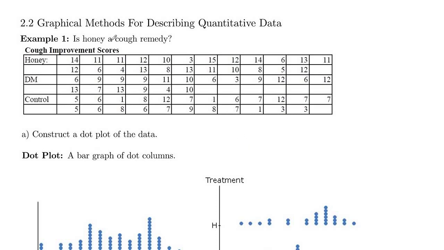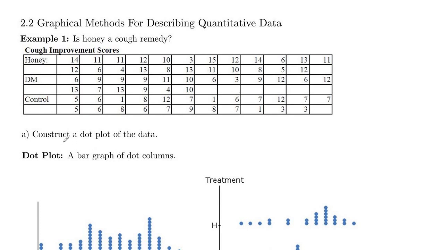So here in section 2.2, we want to look at some more graphical methods for describing quantitative data. And the first example here, we're going to look at cough improvement scores for using honey as a cough remedy. So these are subjective improvement scores. This is the data for honey. And DM is for dextromethorphan, so that's a regular cough syrup ingredient, and then the control.